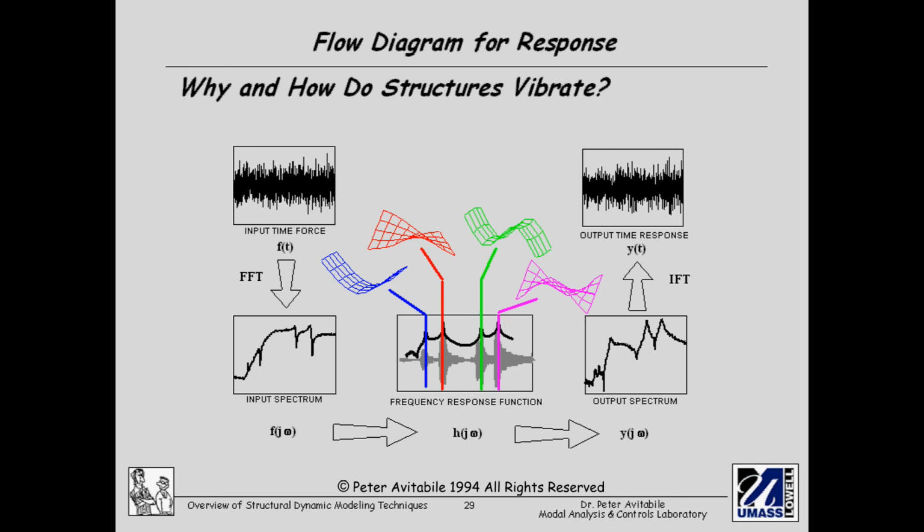Now, the frequency response function is really multiplied by the input force spectrum to cause the response. This frequency response function, mode 1, mode 2, mode 3, mode 4, helps to dominate or determine where these peak amplitudes are. So I see that there's a first mode, second mode, third mode, and fourth mode. First mode's bending, second mode is torsion.